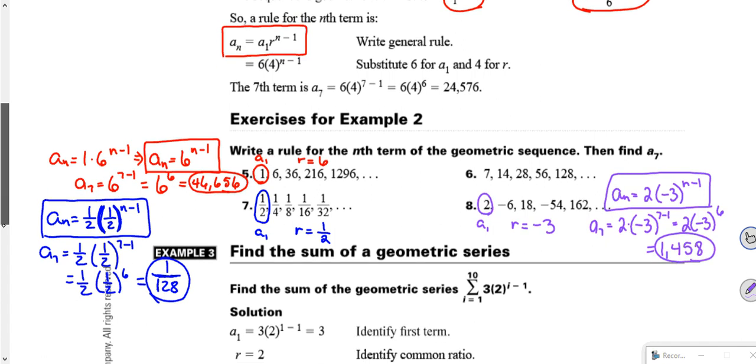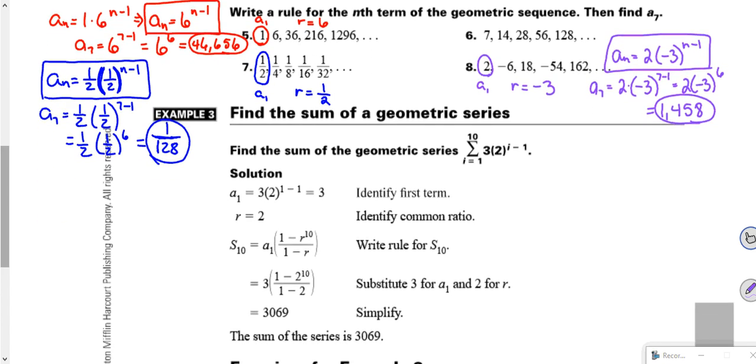Now series. We've got our formula. Let me remind you what our formula is from the front side of the study guide. Our formula for the sum of a series is S sub n equals a sub 1 times 1 minus r to the n over 1 minus r, that whole thing in parentheses. The n is the number of terms you're adding up. That's where the n comes from.